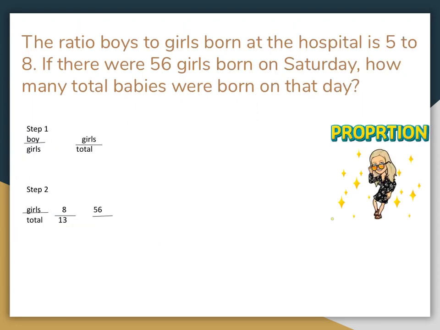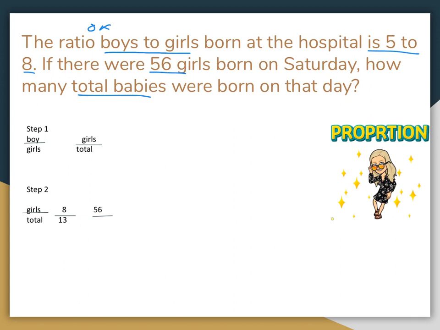Okay, in this problem, we'll use a proportion to solve a problem. The ratio of boys to girls born at the hospital is 5 to 8. Right away, I see a part-to-part relationship. If there were 56 girls born on Saturday, how many total babies were born on that day? Let's read that again. The ratio of boys to girls born at the hospital is 5 to 8. So there are less boys born than girls.